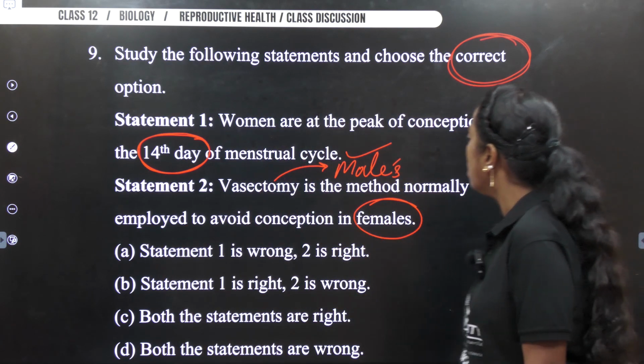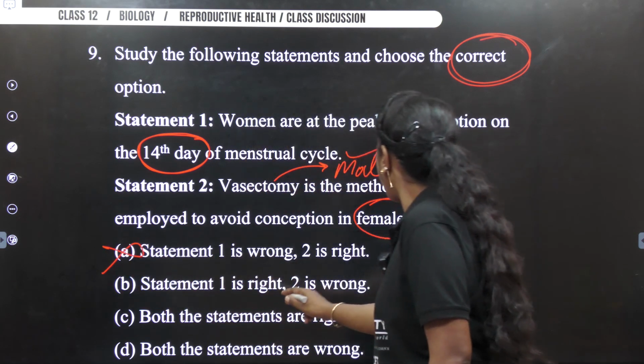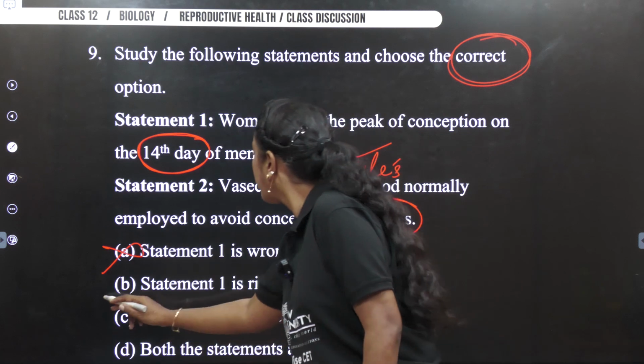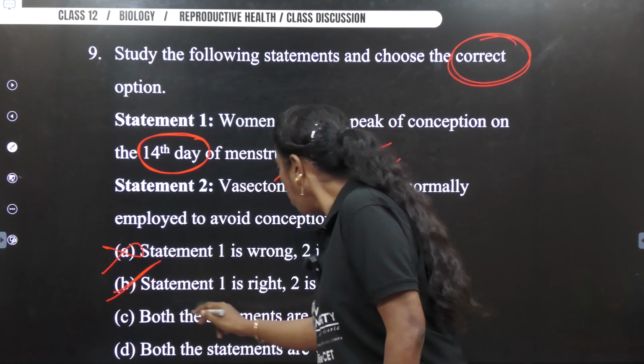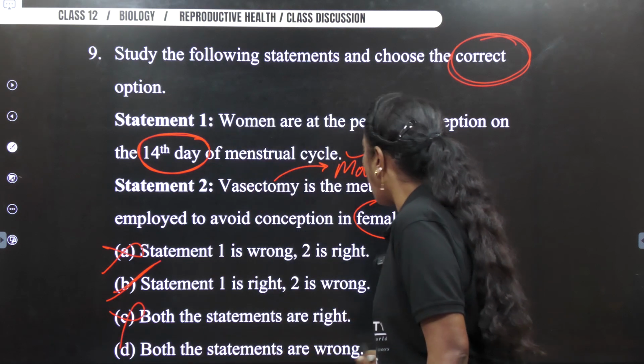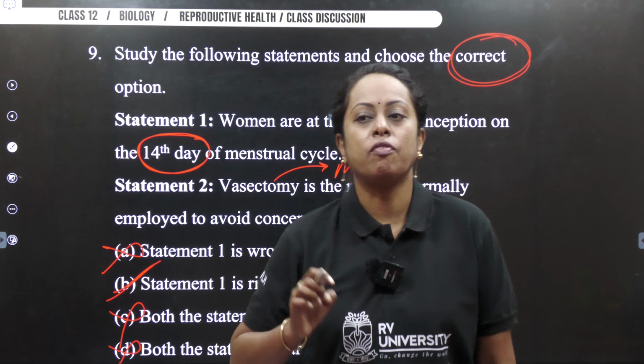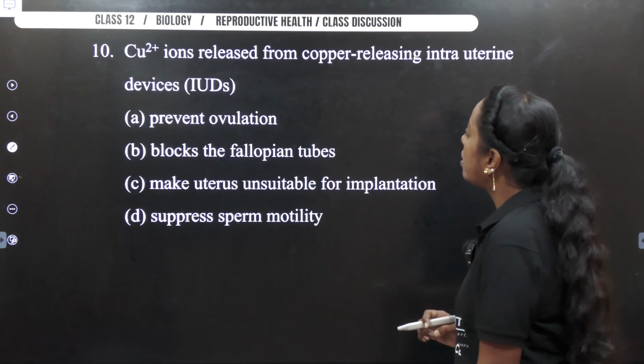So what's our answer? Statement 1 is wrong. Wrong. Statement 1 is right, second statement is wrong. Correct. Both the statements are right. Wrong. Both the statements are wrong. Wrong. So we mark the answer option B for this question. Now let's see our next question.